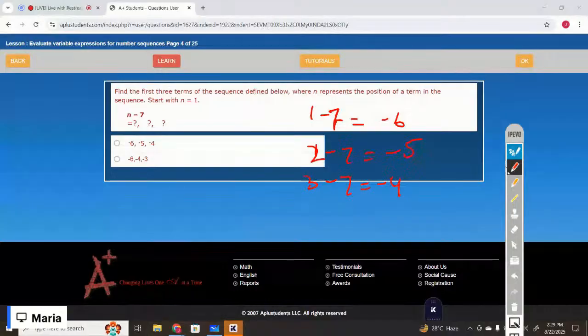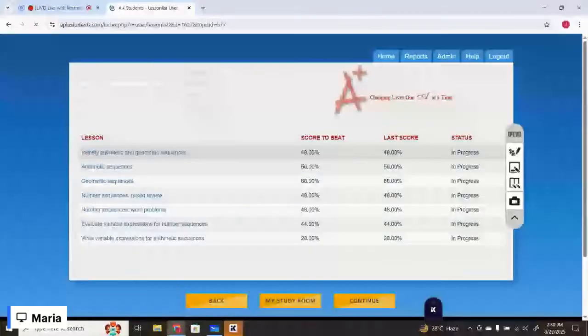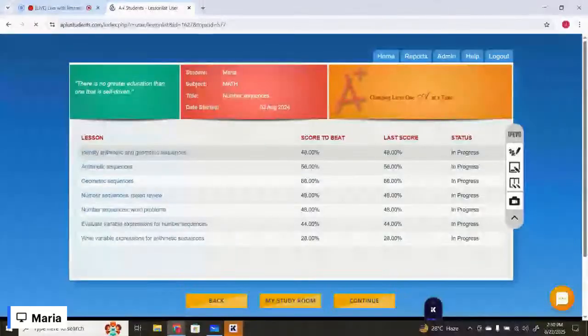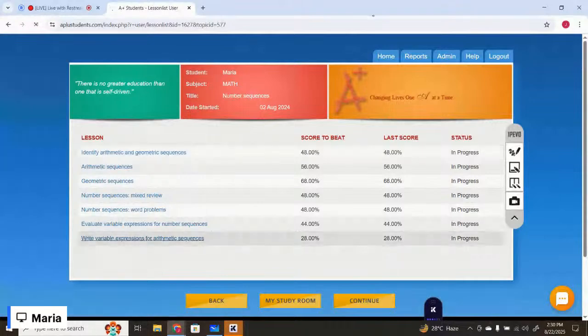Okay, you can complete the lesson by yourself later today. The next lesson is write variable expressions for arithmetic sequences.